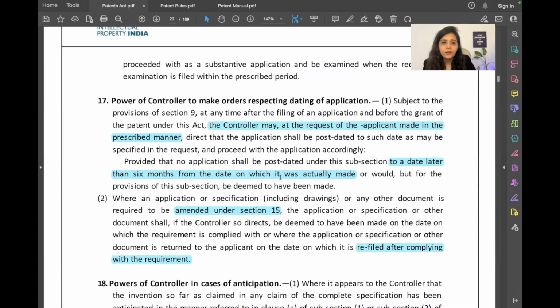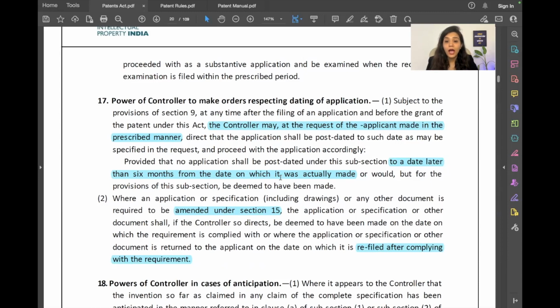So section 17, power of controller to make order respecting dating of application. Subject to provisions of section 9, at any time after filing of an application and before grant of the patent under this Act, the controller may, at request of the applicant, made in prescribed manner, direct that the application shall be post-dated to such date as may be prescribed in the request and proceed with application accordingly. So whenever we have to file a request for post-dating, we should file under section 17.